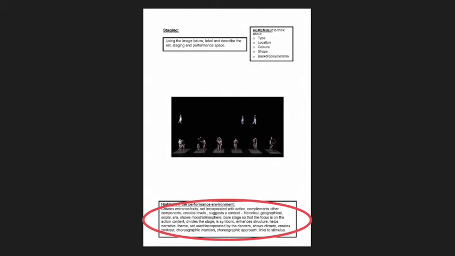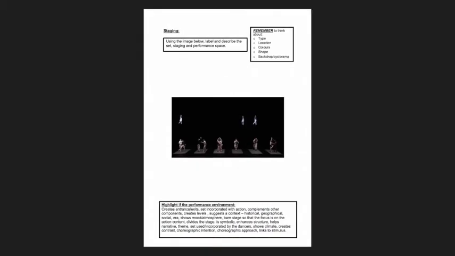At the bottom of the page, there should be a box which asks you to highlight if the performance environment suggests a certain aspect. I want you to go through and highlight any of the phrases that you think the staging suggests about the piece. For example, you could highlight the phrase links to stimulus, as it presents a portrait of life beneath the surface of the city shown through the business attire figures. You have 2 minutes.